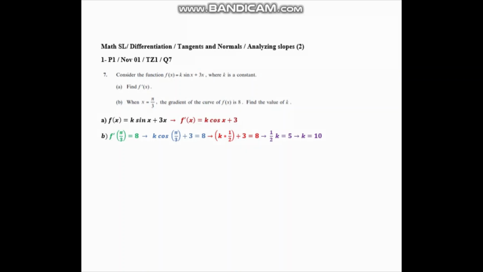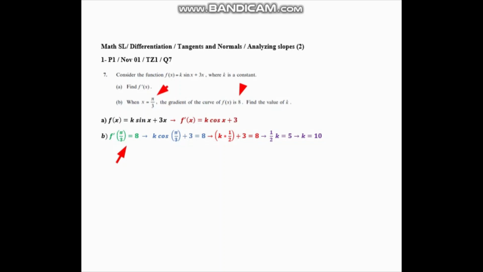So if f of x equals k sine x plus 3x, then we shall differentiate to get k cosine x plus 3. This is very straightforward differentiation. Now in question B, we are told that when x equals pi over 3, the gradient is 8. So we translate this into the equation f dash of pi over 3 equals 8. The gradient of the curve at x equals pi over 3 is 8.